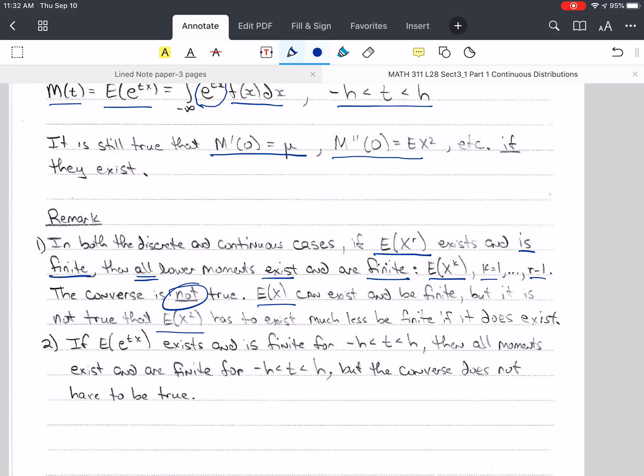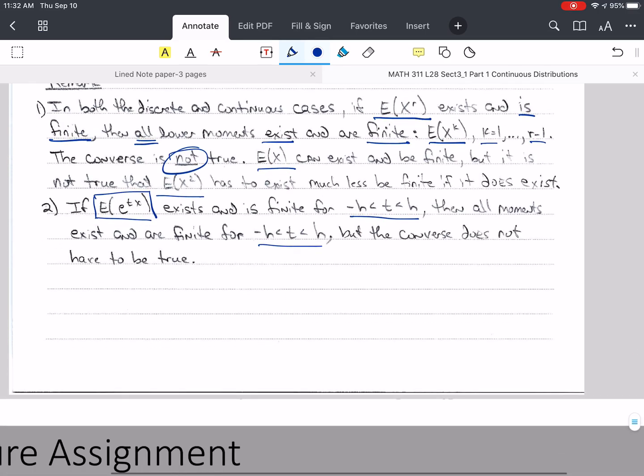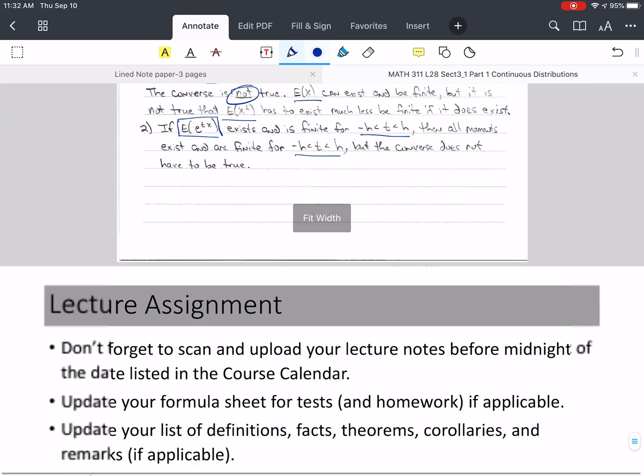Okay? If the moment generating function exists and is finite for this region of t, around some neighborhood, then all the moments exist and are finite. But again, the converse does not have to be true. So those moments can exist, but that doesn't mean that the moment generating function exists. All right. So that is the end of this lecture.